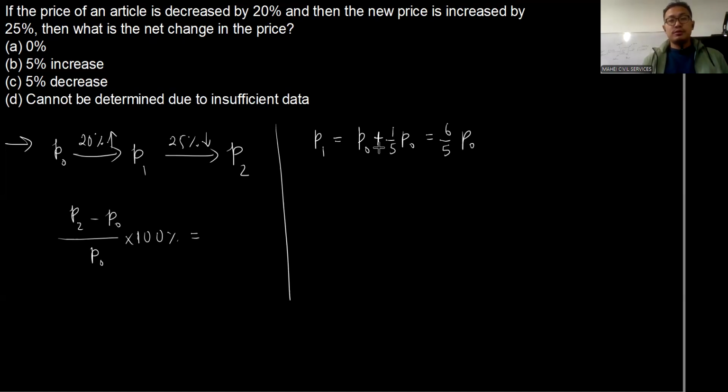P2 becomes P1 minus 1 by 4 times of P1, because it is a decrease. So P1 is 6 by 5 times of P naught, minus 1 by 4 into 6 by 5 times of P naught.